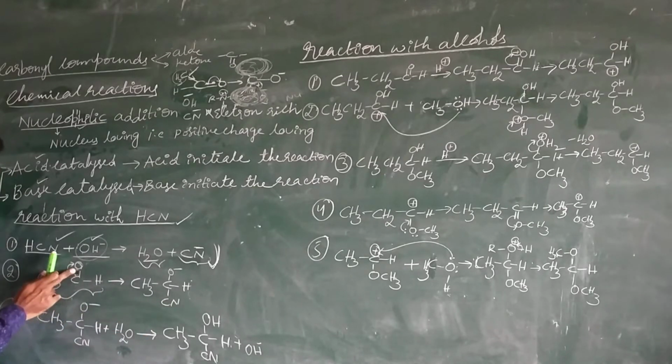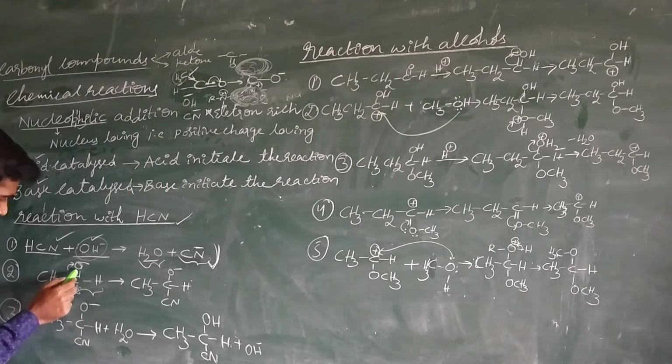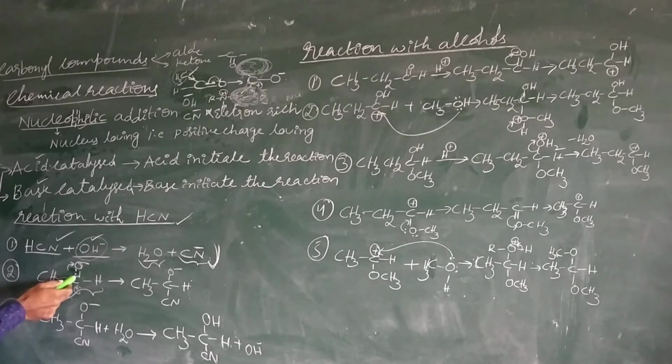When this pair of electrons shifts towards the oxygen atom, oxygen gets negative charge and carbon gets positive charge because carbon lost its electron. That carbon electron is also attracted by the oxygen atom. So this is the pi electron. This electron belongs to the carbon atom and this electron belongs to the oxygen atom. But due to the higher electronegativity of oxygen, the carbon electron is also attracted by the oxygen. So carbon lost its electron and it gets positive charge.